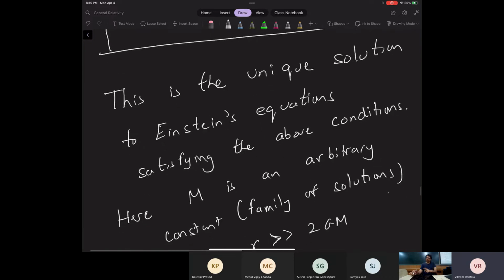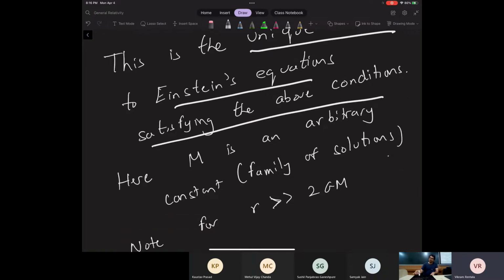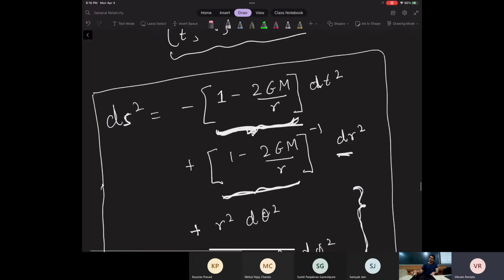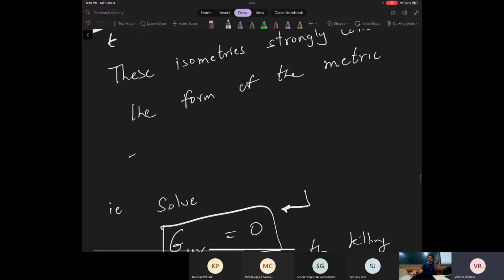Let me say a couple of things. One is that this is the unique solution to Einstein's equations satisfying the three conditions that I listed above. I've not shown this; you can look up the proof in Sean Carroll's book. Here m is an arbitrary constant. Although I've written it as 2GM by r, you can think of GM as some arbitrary constant.